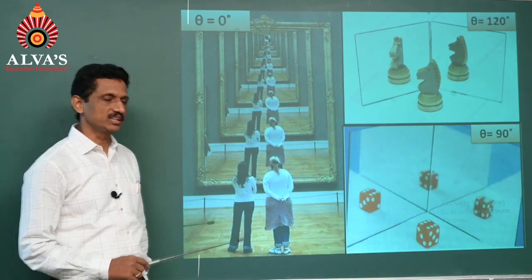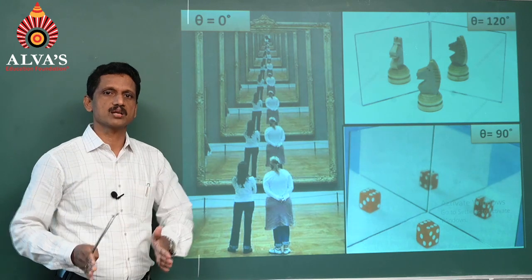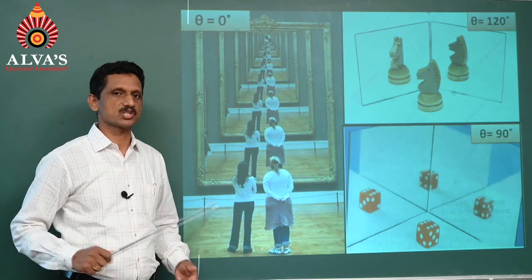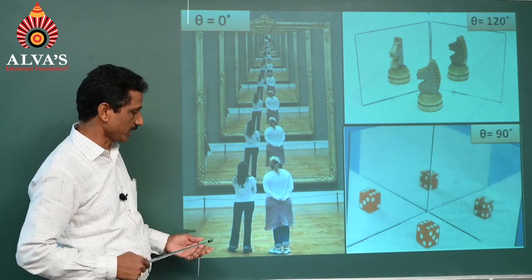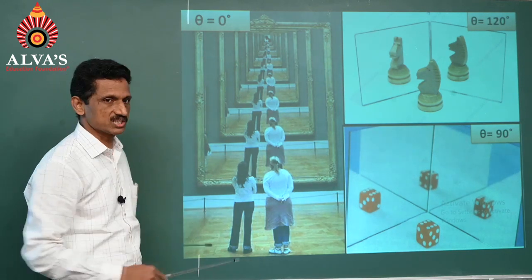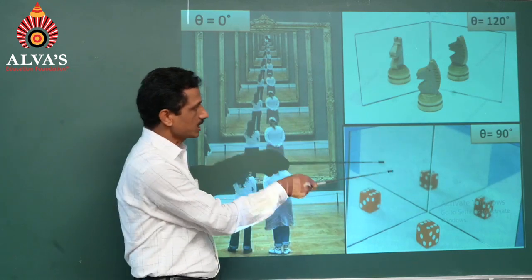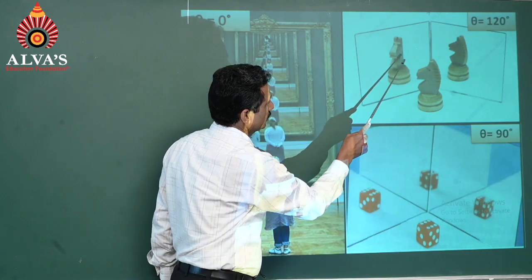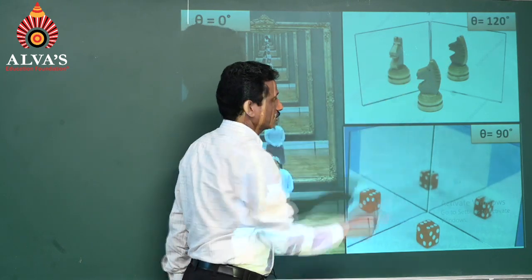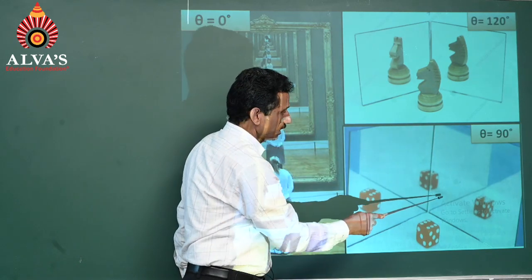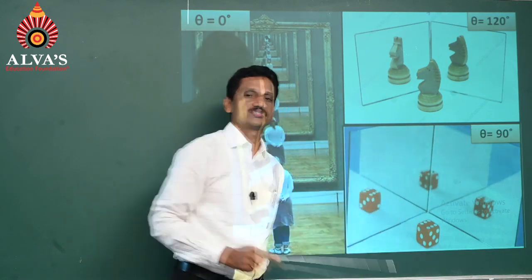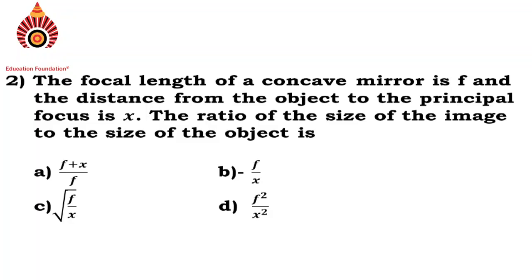For example, if theta is 0, that is two mirrors are placed parallel to each other. You can see in a barber shop, if two plane mirrors are placed parallel to each other, then theta is 0, and the number of images is infinite. And other two examples: if the angle between two mirrors is 120 degree, this is the object, these two are the images, therefore two images. And if the angle between two mirrors is 90 degree, then this object, 1, 2, 3, 3 images we will get.